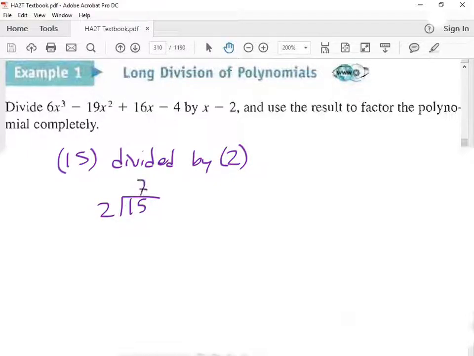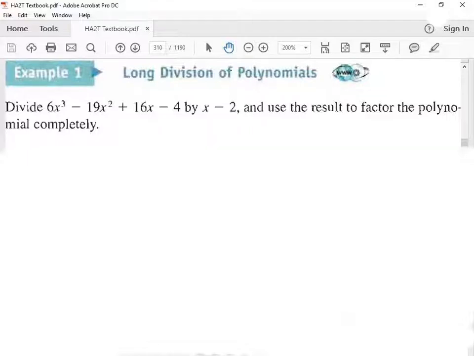You get 7. You would multiply the 7 times the 2, you get 14, and then you would subtract. So once I subtract, I get a remainder of 1, and I would say plus 1 over 2, because we're dividing by 2, or you just say 1/2.